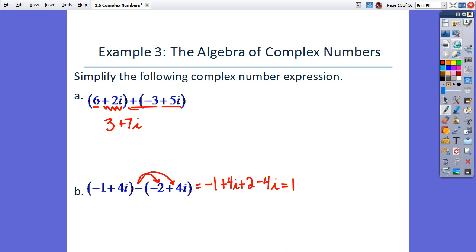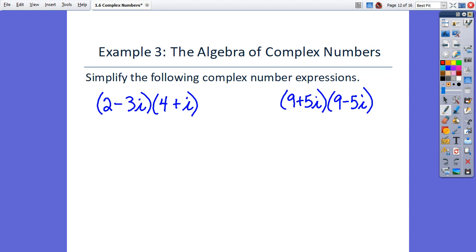Okay, so just treat them like they're variables. Same with multiplication, but we have to clean it up at the end. So a problem like this, these are not conjugates, so we've got to FOIL it. But look what we've got coming next. Okay, but let's go ahead and do the FOIL here. So we've got first, which is 8, outer, which is 2i. Then we've got inner, which is -12i. And then we've got last, which is -3i squared.